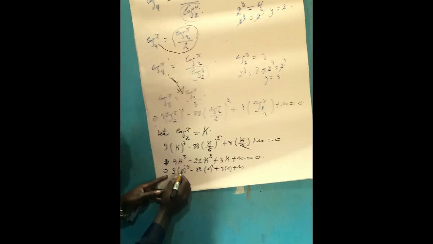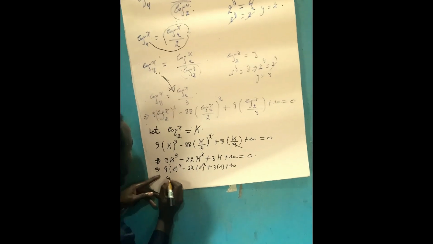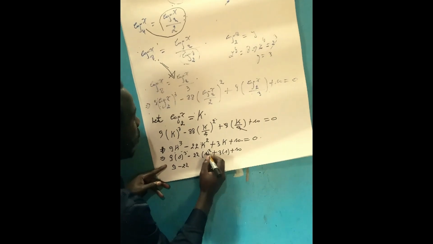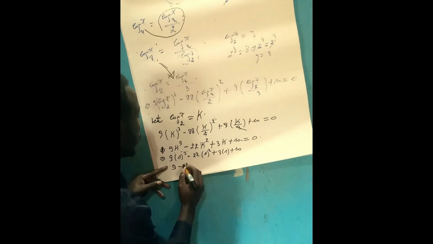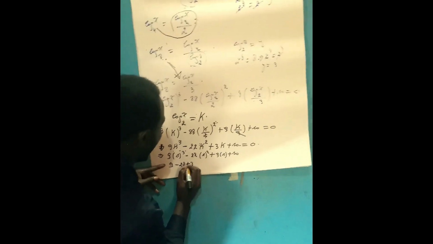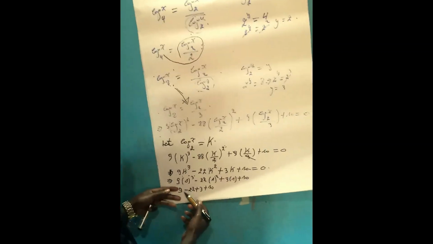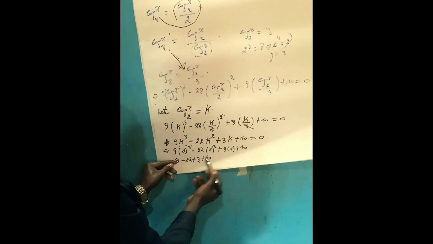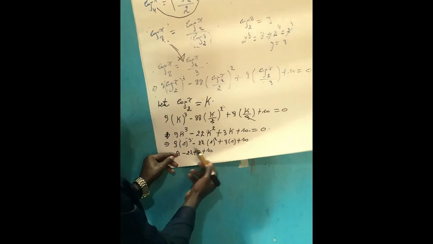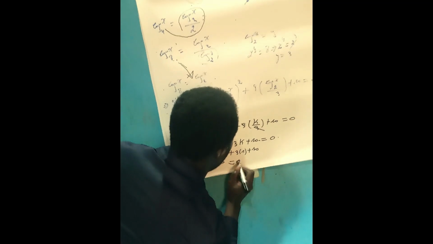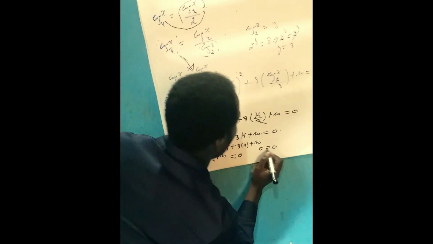1 power 3 is equal to 1, times 9 is equal to 9. Then minus 22. 1 squared is equal to 1, then times 22 is equal to 22. 3 times 1 is equal to 3. Then plus 10. If we take 9 plus 3 is equal to 12, plus 10 is equal to 22. 22 minus 22 is equal to 0. So means 0 is equal to 0.